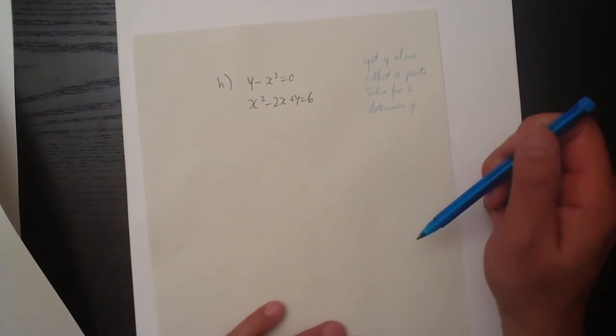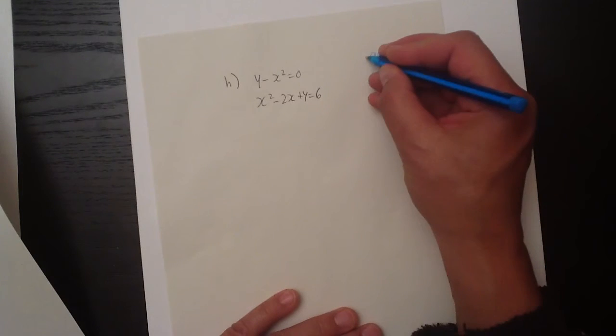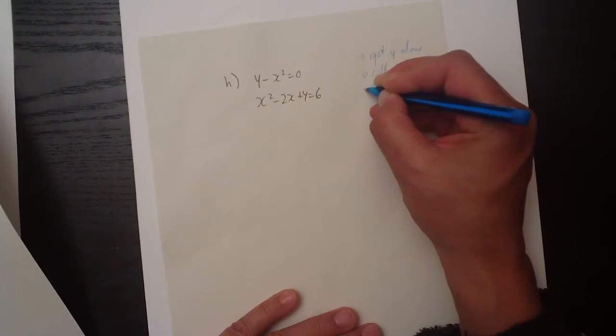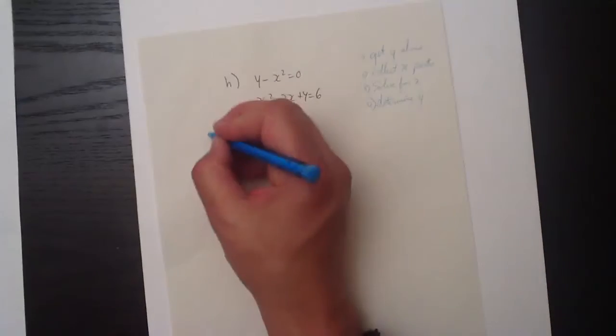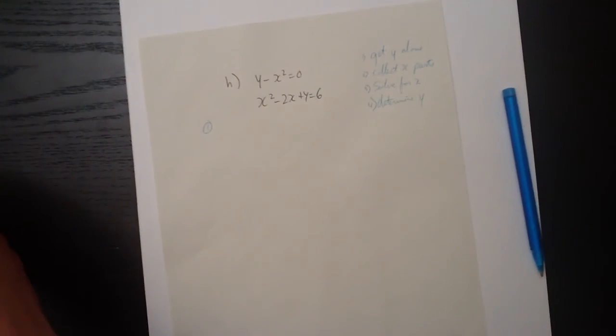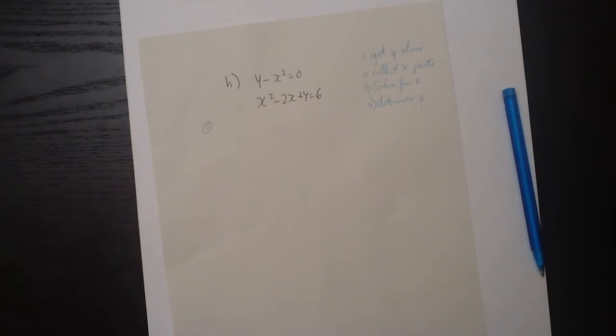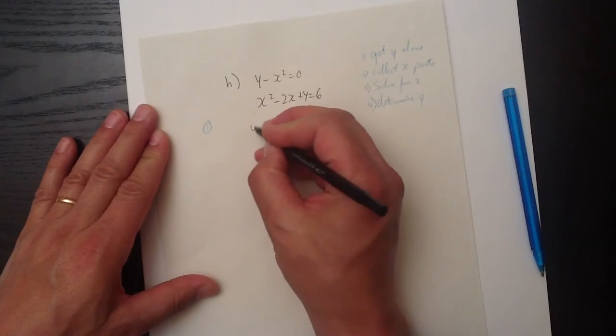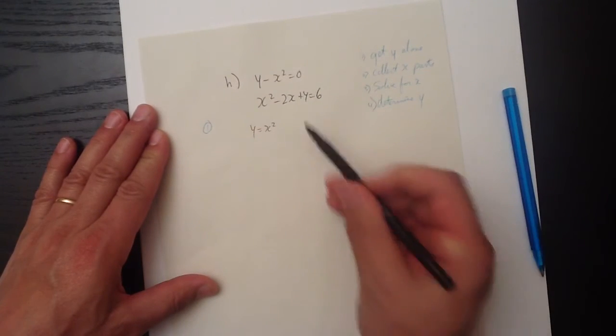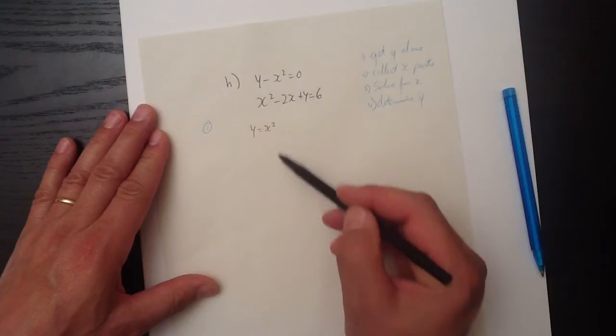So let's start by getting Y by itself. This will be step 1. First I find my pen. So in the first one, that's easy. We'll move X squared to the other side and we see Y equals X squared. We've just added X squared to both sides in this equation.